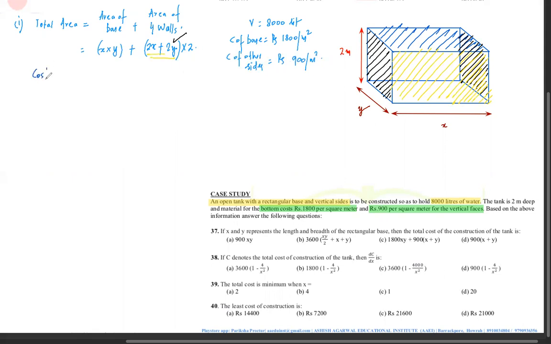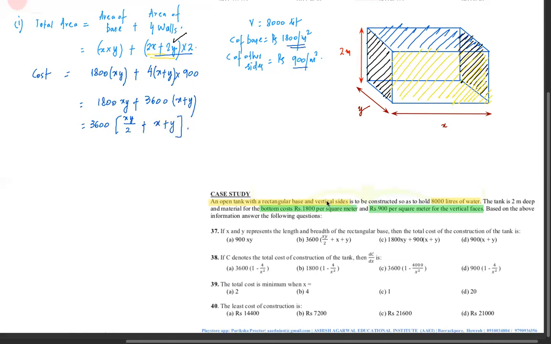If we talk about the cost, we have seen that the base cost has to be multiplied by 1,800, base area. So it is 1,800 multiplied by the base area, which is xy, and this fellow is nothing but, if we take out 2 common, it is 4 into x plus y. This area needs to be multiplied by 900. So total cost is 1,800 xy plus 3,600 x plus y. If we take 3,600 common, it is going to be xy by 2 plus X plus Y. This is the total cost. So we can see option B is coming out correct.